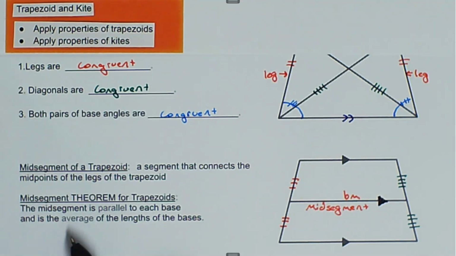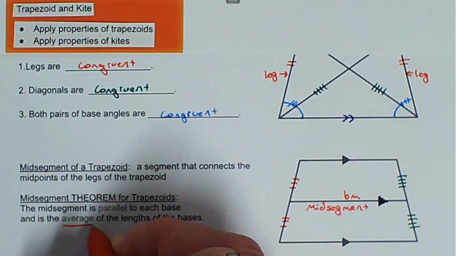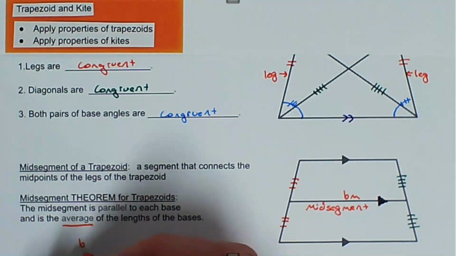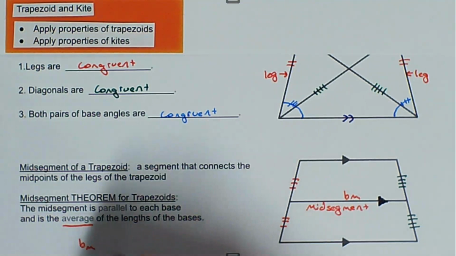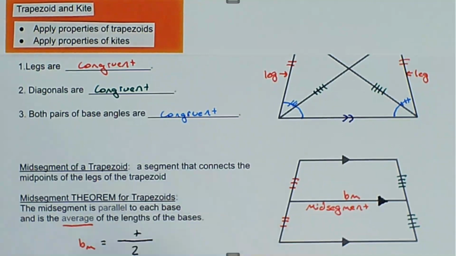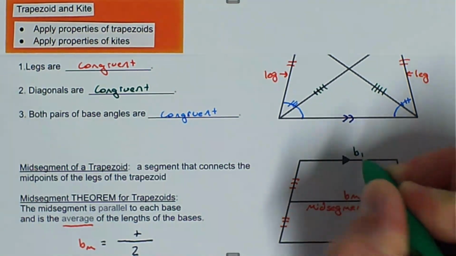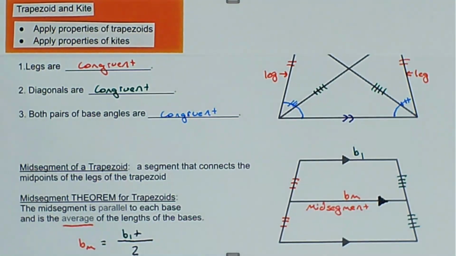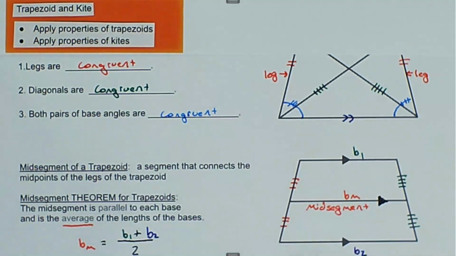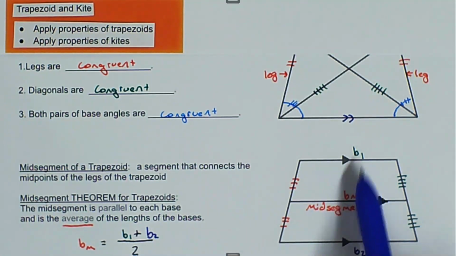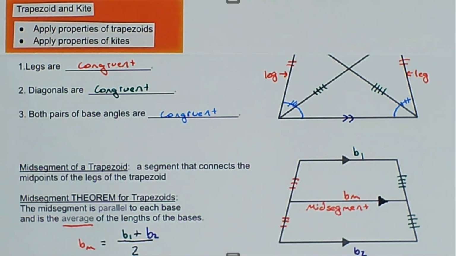And then the thing that we have to be able to calculate is the average. I'm going to call that BM for the mid-segment, and that is going to be equal to the average of the 2 bases. In this case, we're always going to add the 2 together and divide by 2. So we have base 1 and base 2. The length of the mid-segment is equal to base 1 plus base 2, divided by 2.